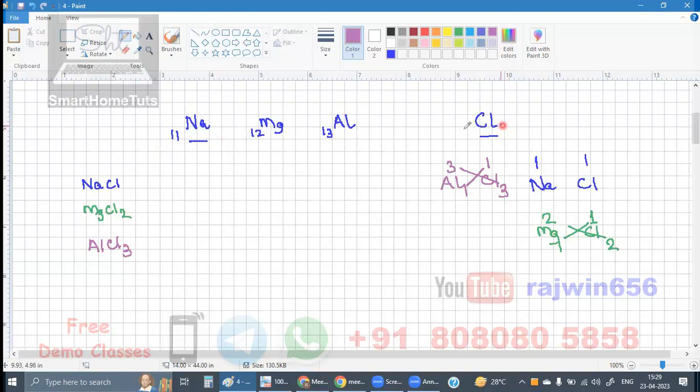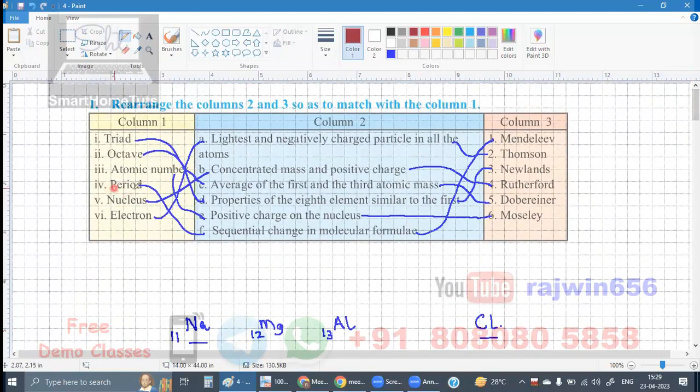So in the same period, you can see as you are going ahead, NaCl, MgCl2, AlCl3. The next one is going to become SiCl4. So here you see this is sequential change in molecular formula, that is for the period. The fourth part, the period, this is sequential change in molecular formula. This was given by Mendeleev. You can mark these answers in your textbook.